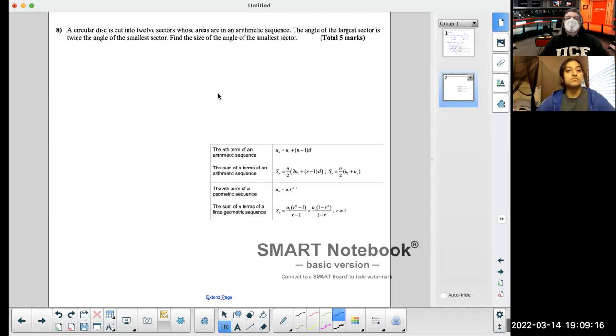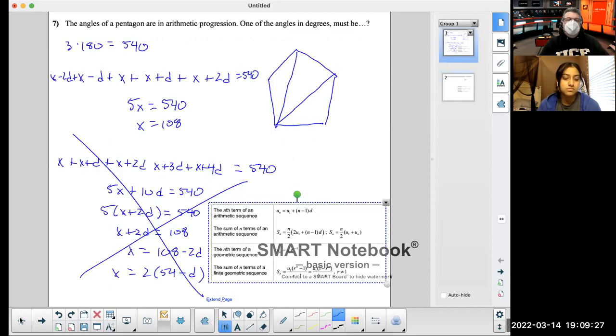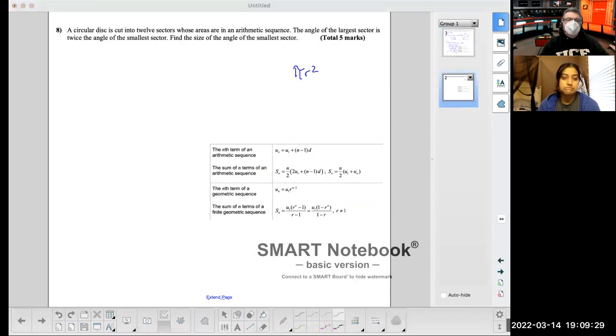Okay. So we know the area is pi r squared. Am I right? And we know that the area of a sector is 1/2. Do you remember this, or you want me to put it up here? I don't remember.